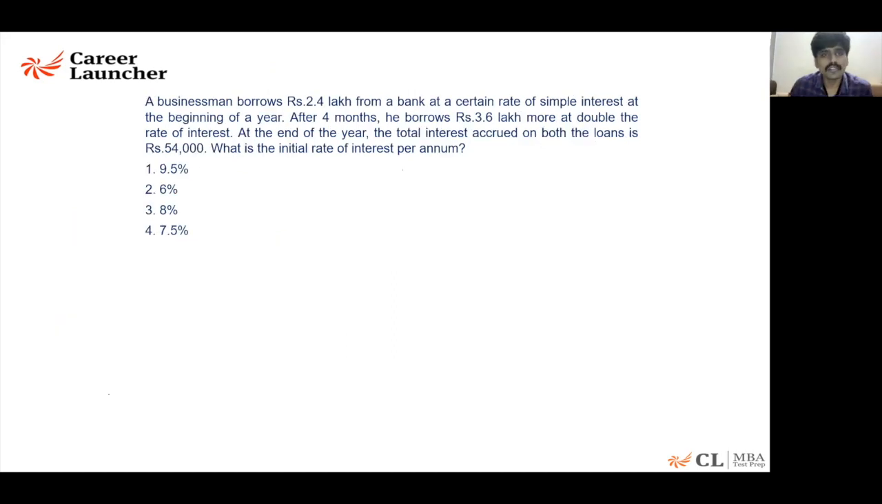A businessman borrows 2.4 lakhs from a bank at a certain rate of simple interest. Okay, this may be the question. What is the rate of interest? That is unknown. Let us call it R for a moment. So 2.4 lakhs at a certain rate of simple interest at the beginning of the year. After 4 months, he borrows 3.6 lakhs more at double the rate of interest.